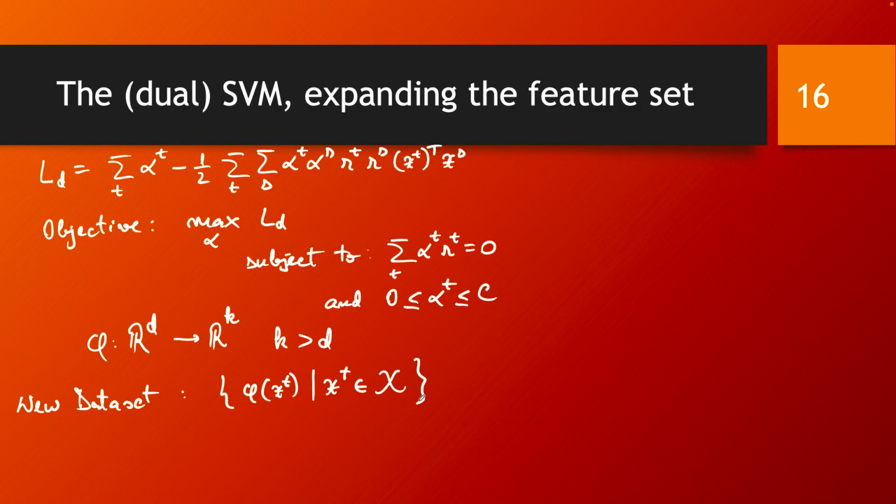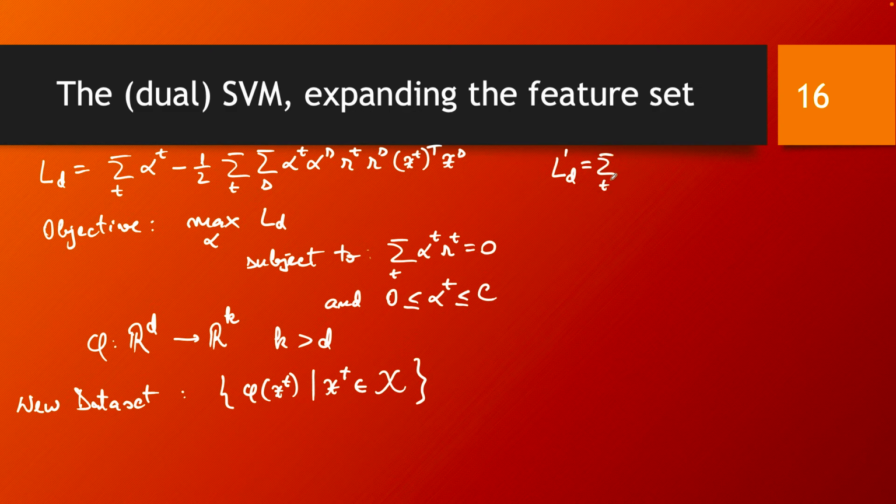So if we have such a mapping, then we are going to go through the same derivations that we did for the support vector machines, and we are going to get the formulation of the dual support vector machine problem in this new data set. And what we are going to get is the following.